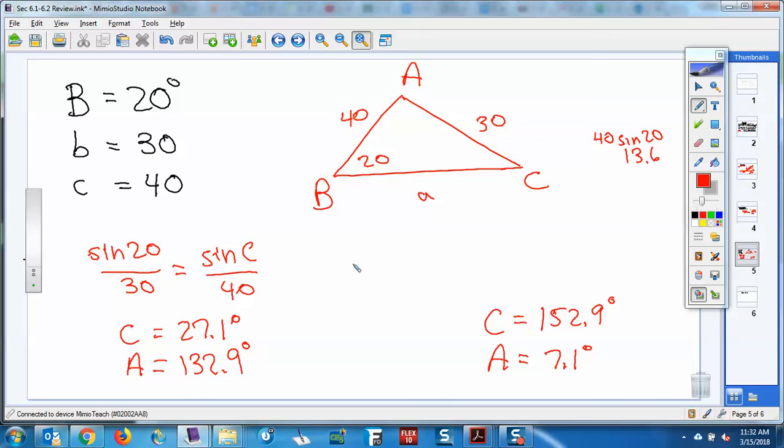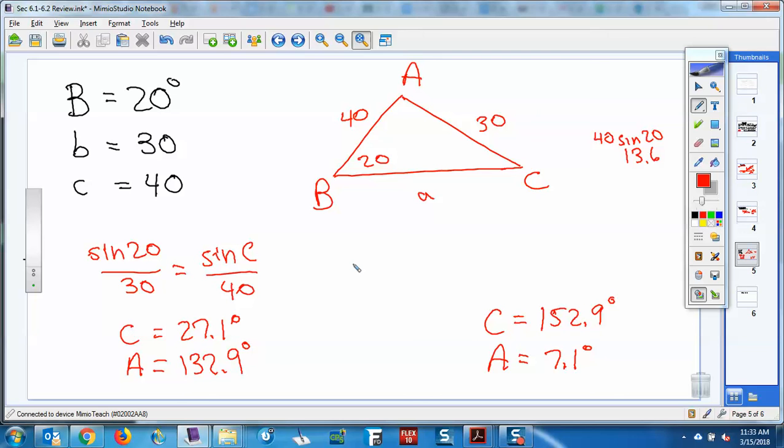Okay, so what do you get for... What's the first thing you find? Angle C. What'd you get for angle C? 27.1. Okay, so if you round that to 1 decimal place, 27.1.